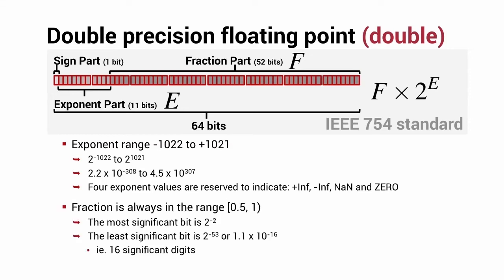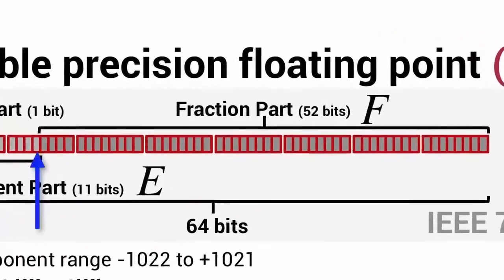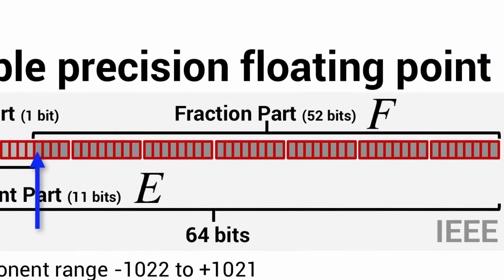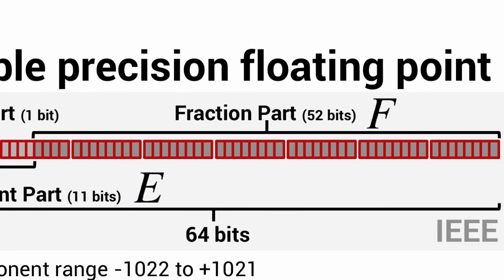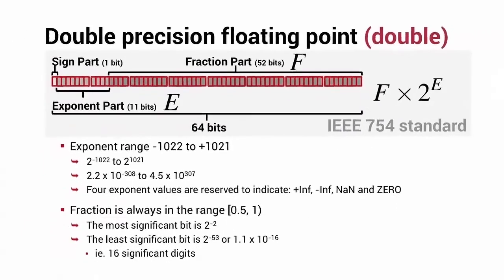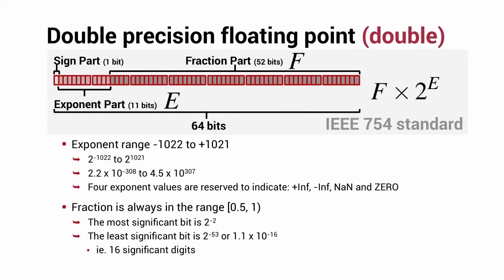The fraction is organized so that it is always in the range from 0.5 to 1. So the most significant bit in the fraction represents 2 to the minus 2, or 1/4. The least significant bit has an equivalent value of about 10 to the minus 16. So that means that this double precision representation has effectively 16 significant digits. So a lot of numeric precision and a very, very large dynamic range. That's the advantage of this double precision floating point representation of numbers within a computer.